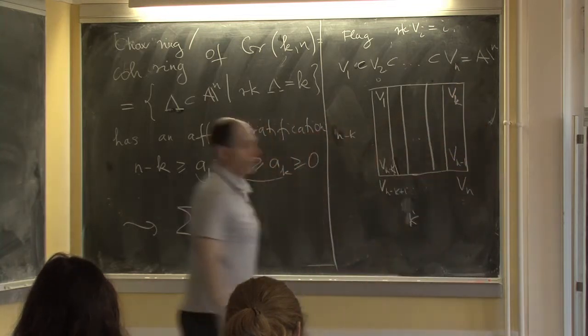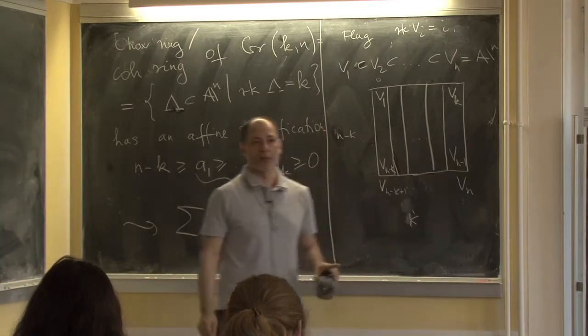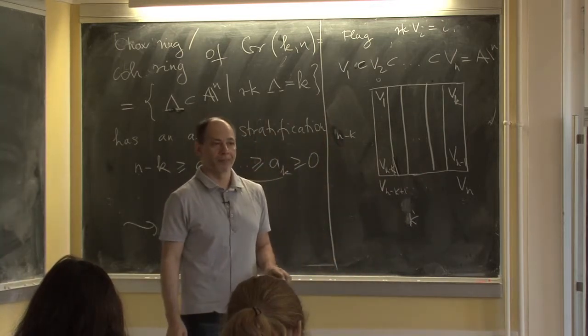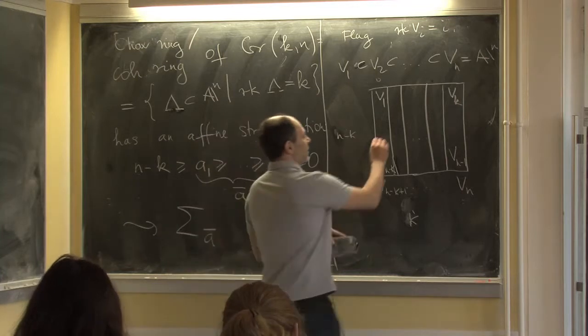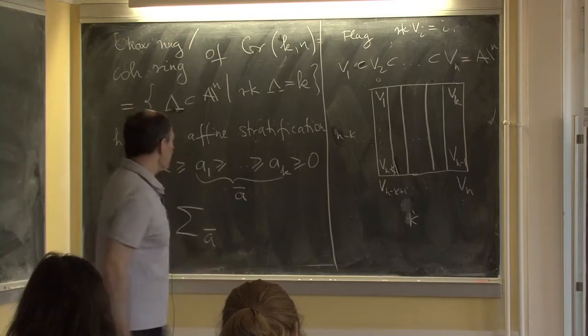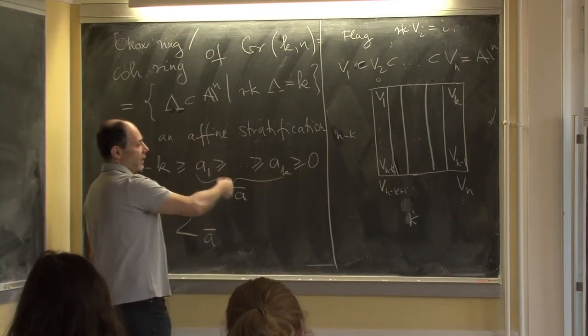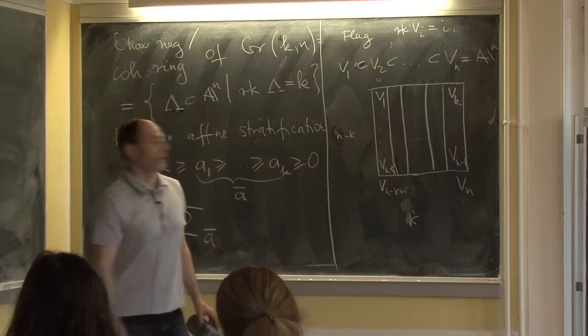So these are the 4 corners of the rectangle, from V1 up to Vk, and from Vn minus 1 to Vn minus k. And otherwise, the indices, you put those spaces there. And now, you draw the Young diagram, so you draw a diagram with A1, A2, up to Ak.